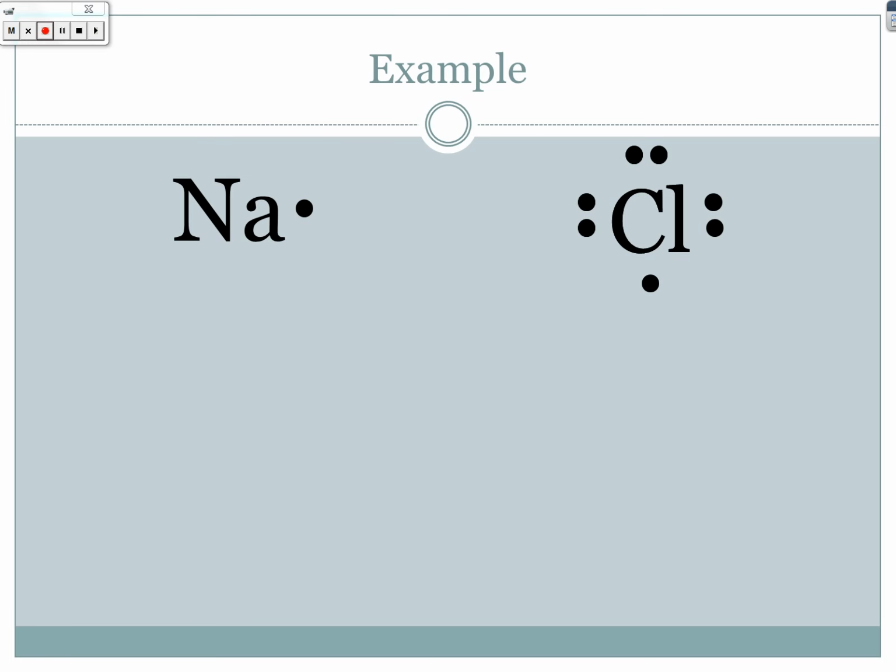So what typically happens is that the sodium will donate that electron to the chlorine. And then sodium, by losing one electron, gains its full octet, and chlorine, by gaining that same electron, gets its full octet.